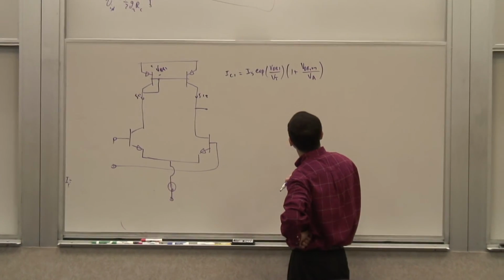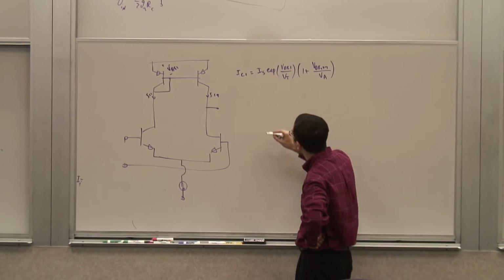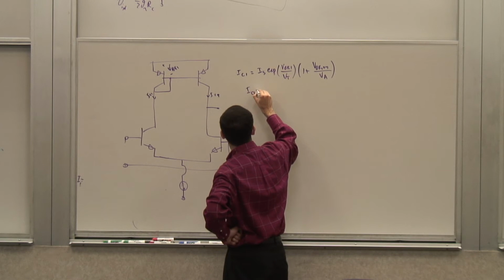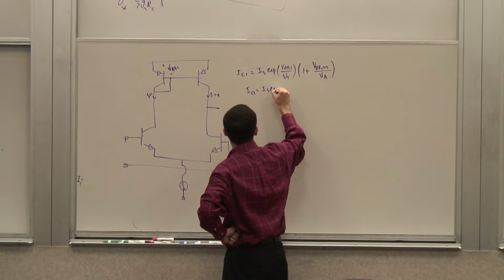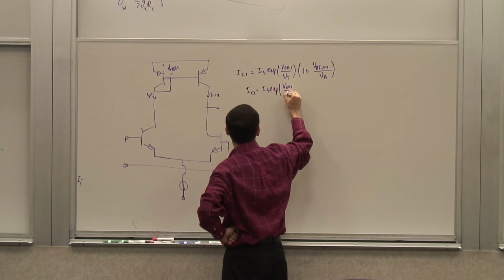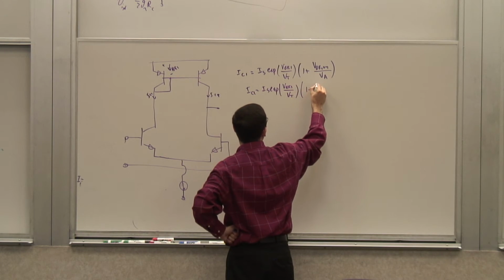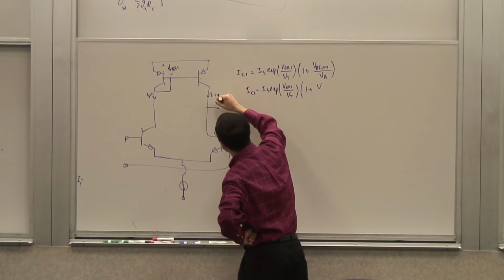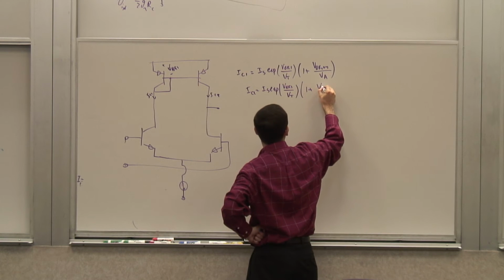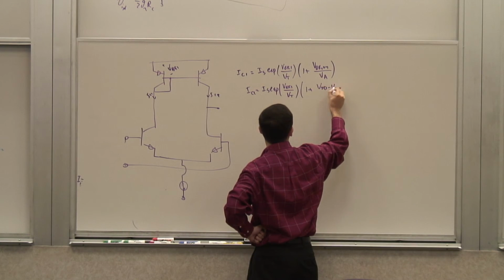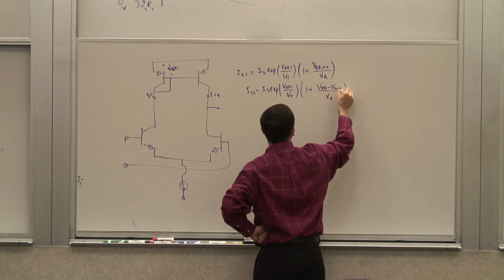Now, how about IC2? IC2 is IS e to the VBE1, they share the same VBE, times 1 plus, now this is, let's say, Vout minus VDD, minus Vout over VA. That's this voltage.